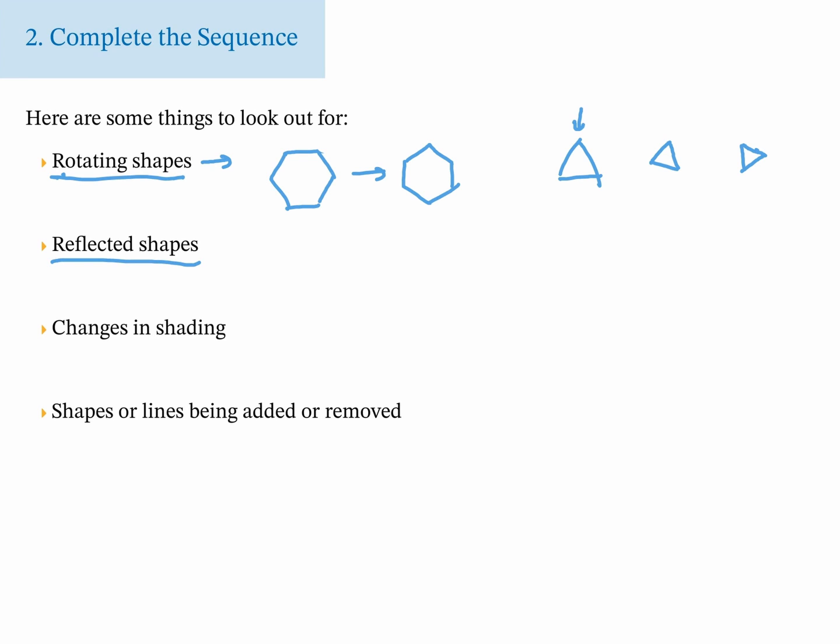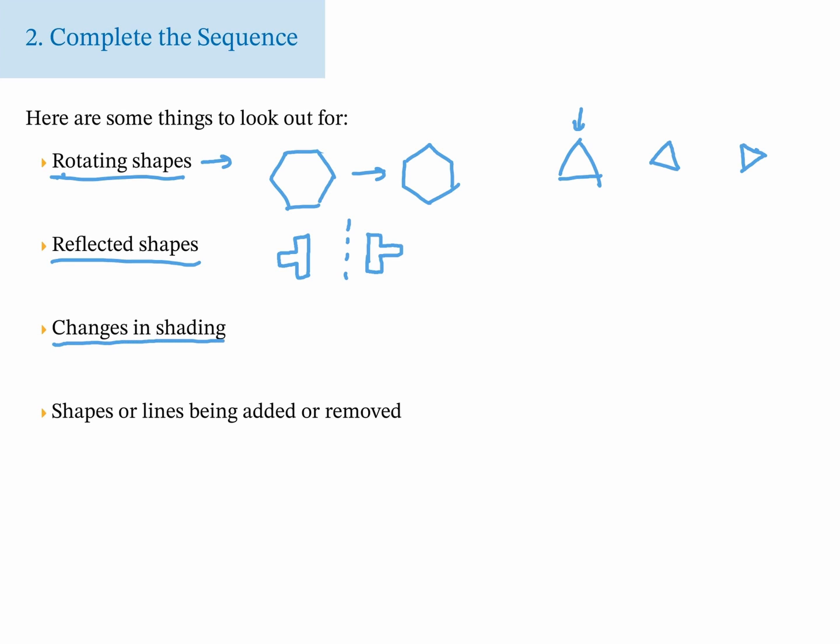Another thing we might notice is reflected shapes. So for example, if we've got a rather unusual looking shape, let's say something like this, a sideways top hat in the first box, and then maybe in the second shape, it's reflected this way. This is something we need to keep an eye out for. We're not going to be told that the shape is reflected. We need to try and notice that.